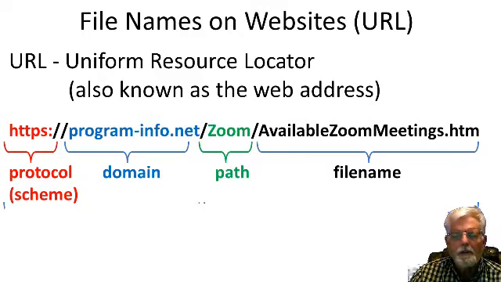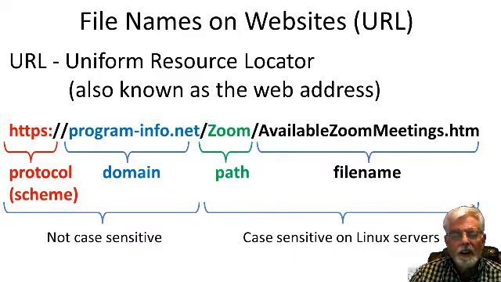The second part of the URL is the domain name, which identifies the name of the server on the internet. In this example, program-info.net is the address of my server. The part of the URL for the protocol and domain are not case sensitive. However, the path and file name are case sensitive on Linux web servers. Most file servers and web servers on the internet are Linux based, so be careful when you type in the web address in your browser.